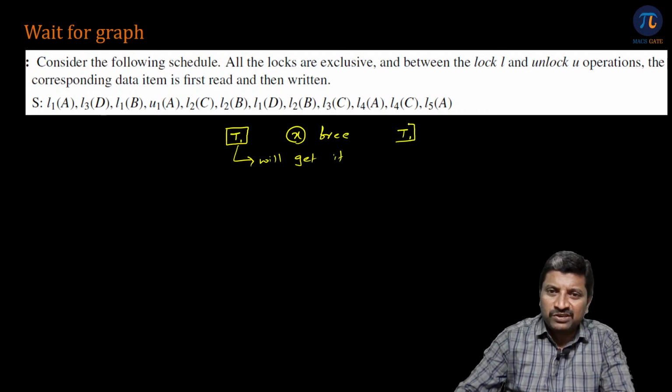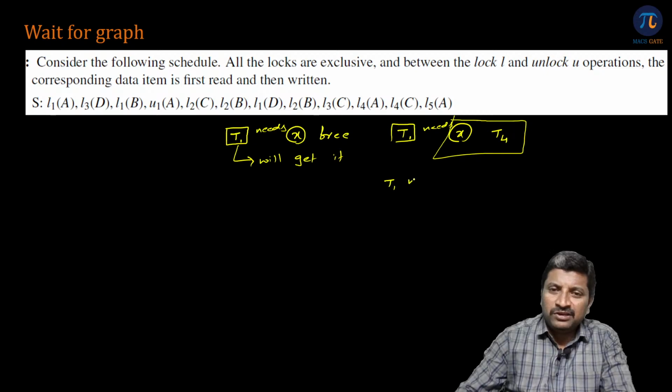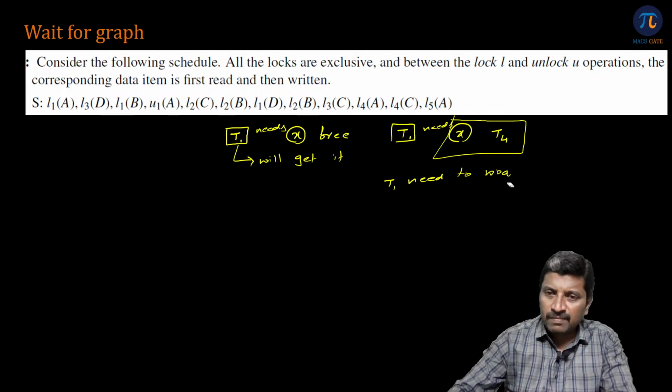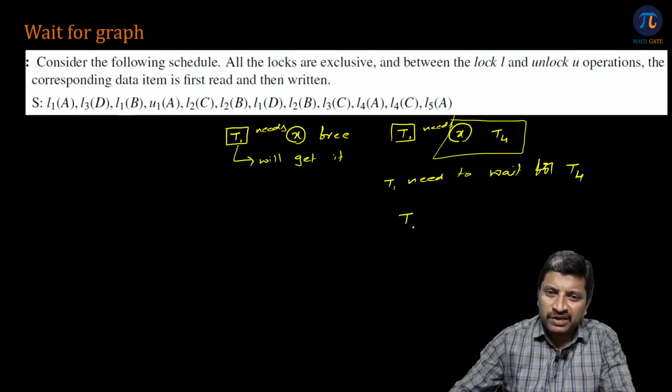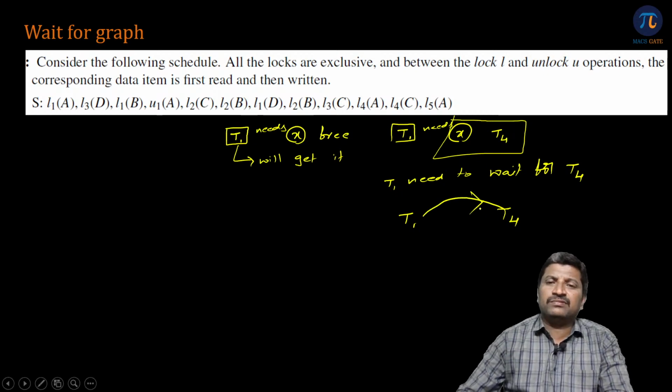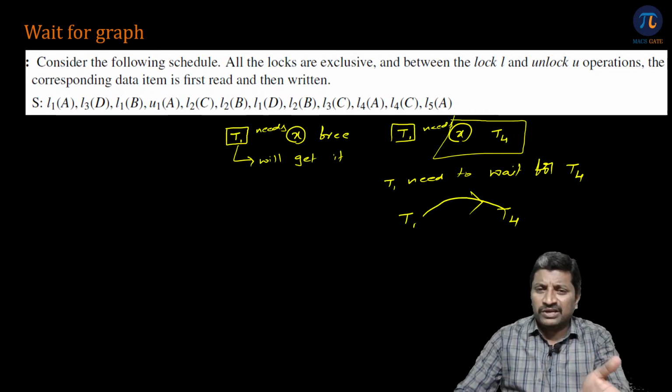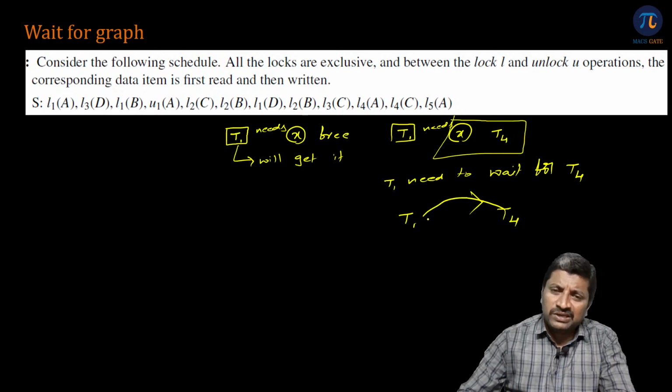Suppose in the same situation T1 needs a lock for X, but it was already taken by some T4. Then T1 needs to wait for T4. In such a case, we write it like this: T1 is waiting for T4. Once T4 completes, only then can T1 start. So symbolically, T1 is waiting for T4.